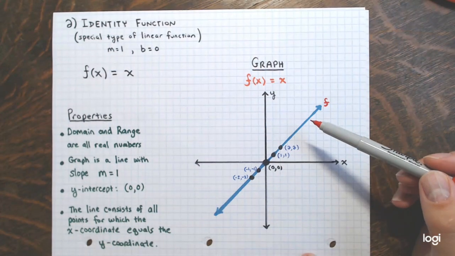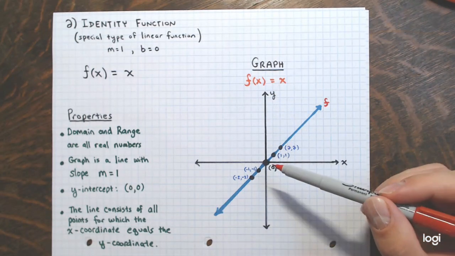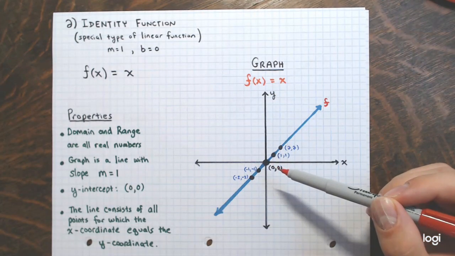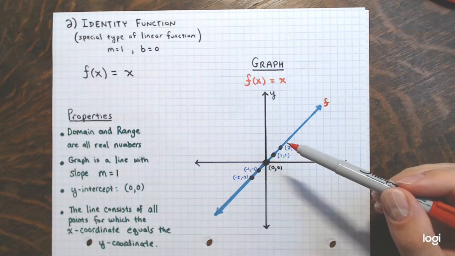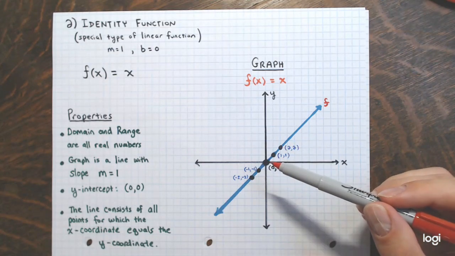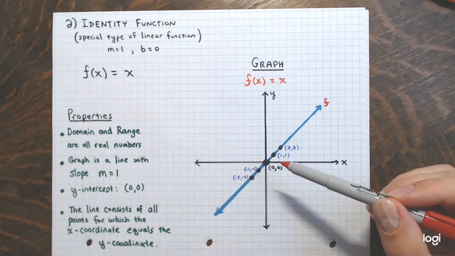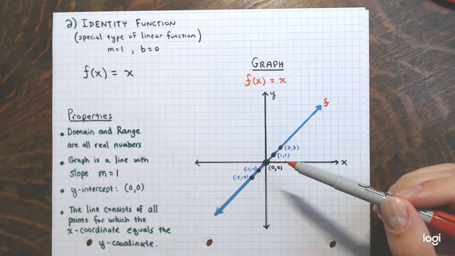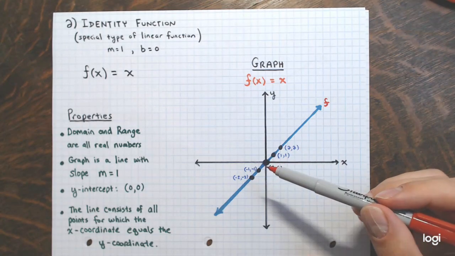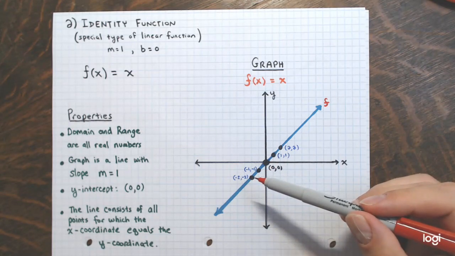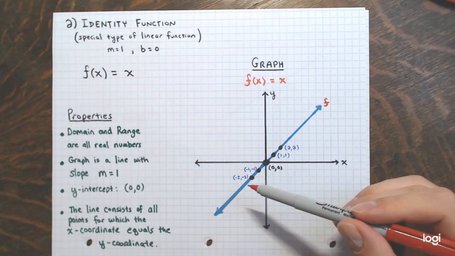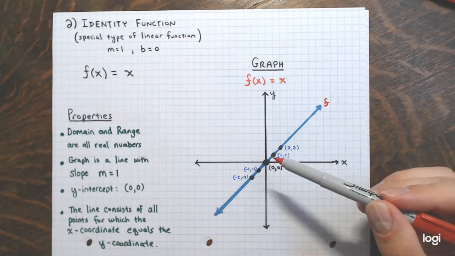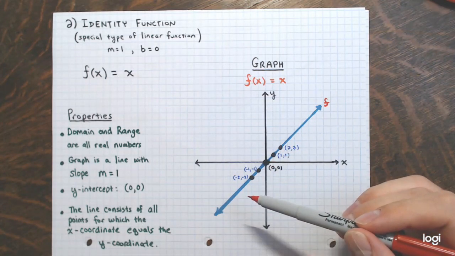We see the graph of this function over here. Notice I have input 0, output 0, input 1, output 1, input 2, output 2, 3, 3, 4, 4, 1 half, 1 half, 2/3, 2/3, 2.5, 2.5, will be on this graph. Negative 1, negative 1, negative 2, negative 2, negative 3, negative 3, and so on. Every single point here has the same x-coordinate as it does y-coordinate.